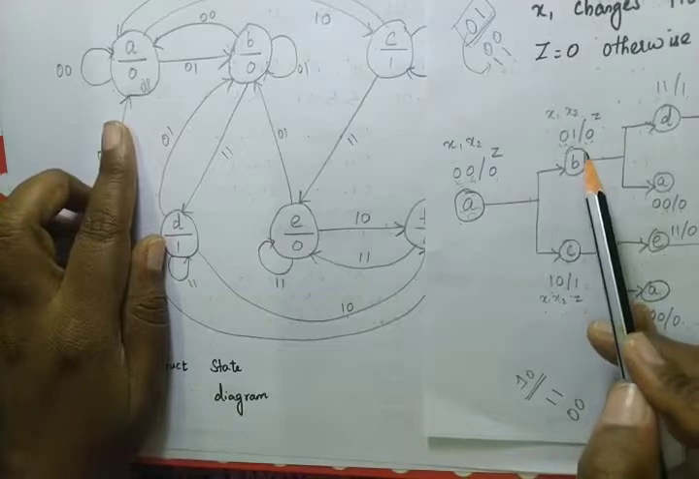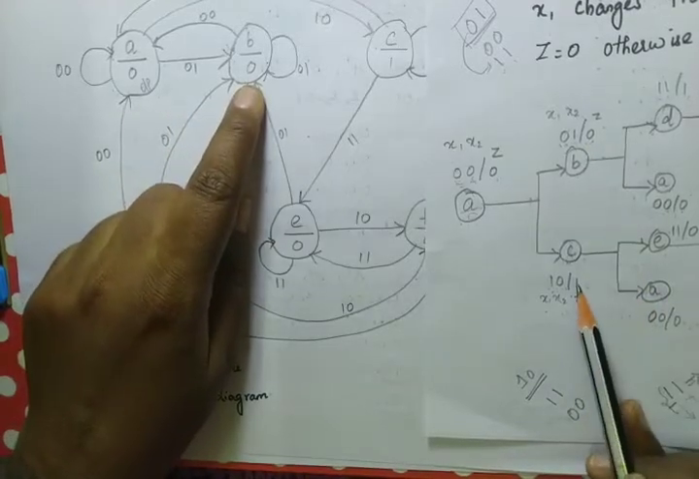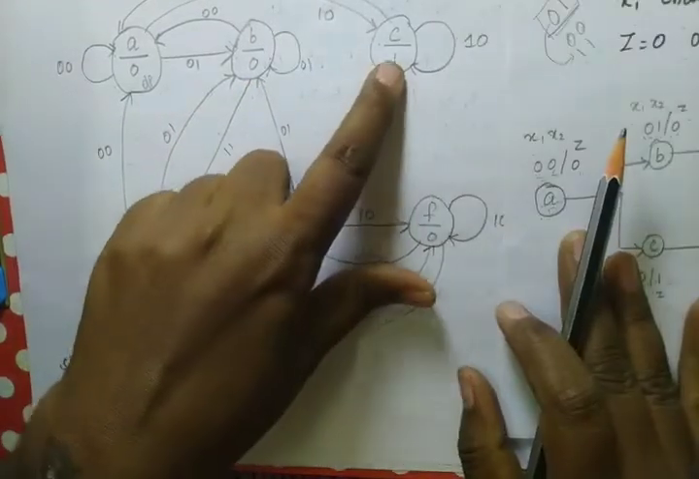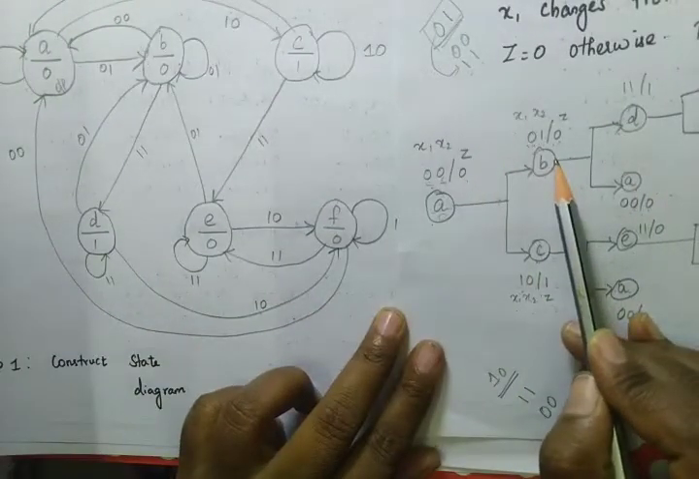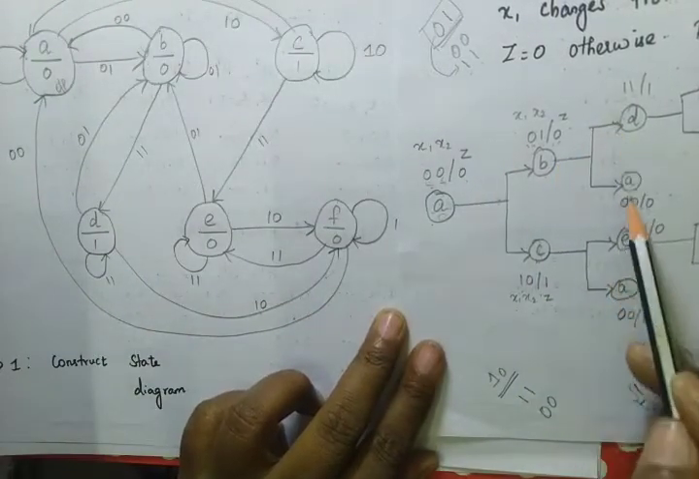Now what is the output for B? That is 0. What is the output for C? That is 1. Next, if B is the present state, the next states for this are D and A.